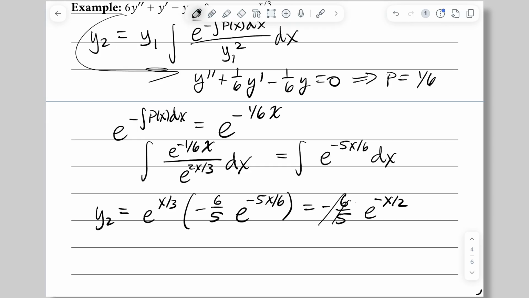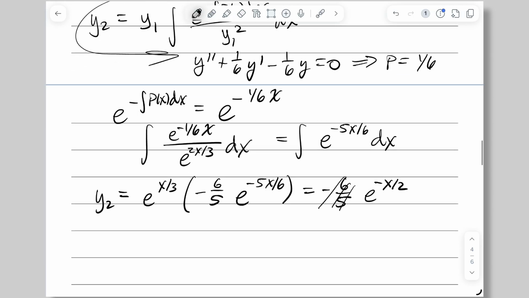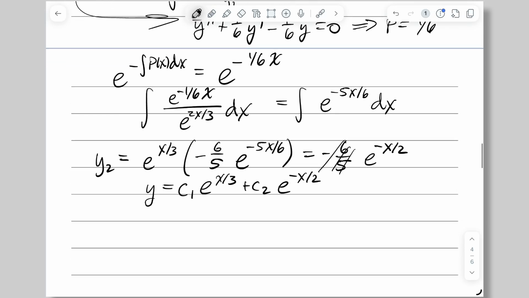But again, we don't need that negative 6 over 5 because were we to put this together as a general solution, we'd write y equals c1 e to the x over 3 for what we first had, plus c2 e to the negative x over 2 for what we just found, and that negative 6 over 5 is rolled into that c2, therefore we don't need it. Strip all that away. We'll give the second solution y2 is equal to e to the negative x over 2 because that's what the instructions asked us for.